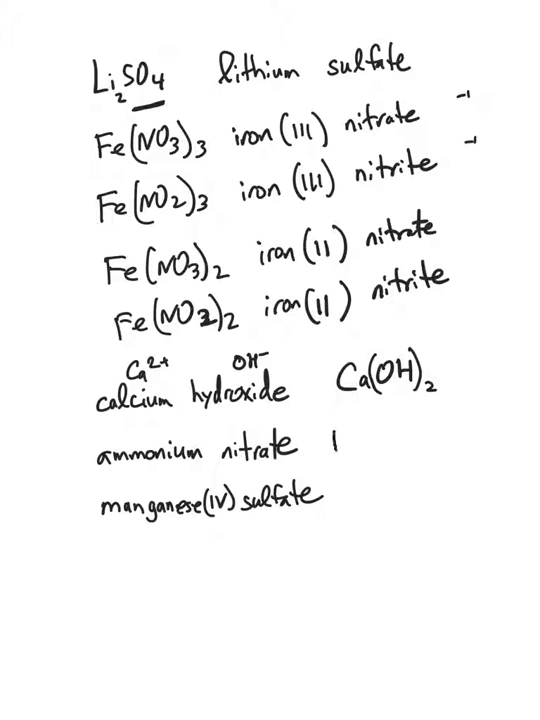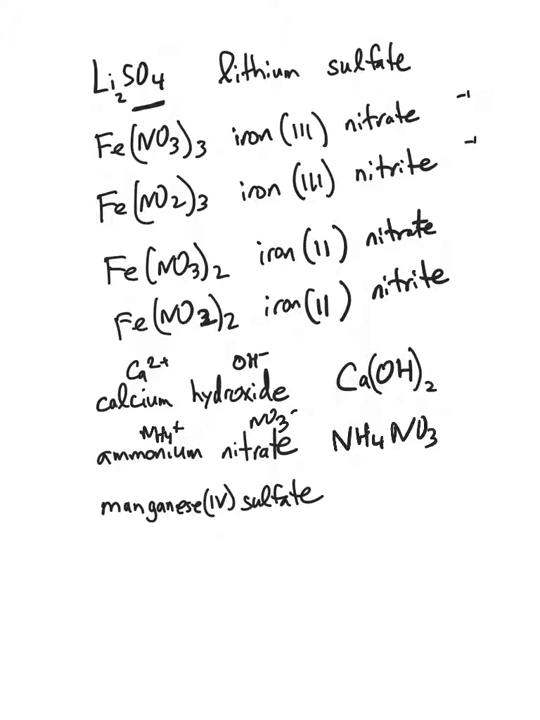Ammonium nitrate. Ammonium is something that we've memorized to be NH4+, and nitrate, which we've been doing up above, is NO3-, so ammonium nitrate is NH4NO3. That's a common compound that's found in fertilizer and explosives for that matter.